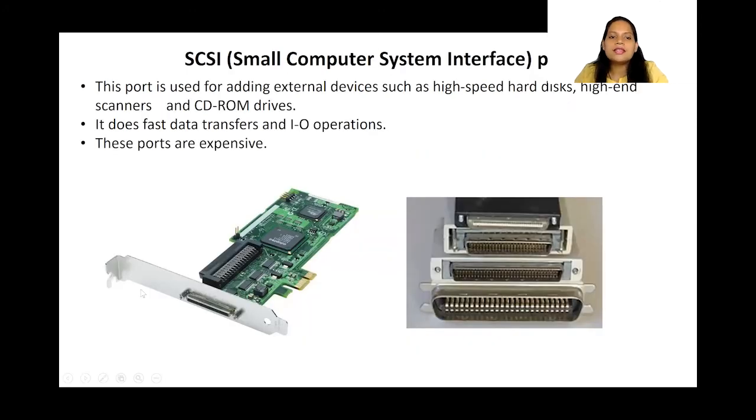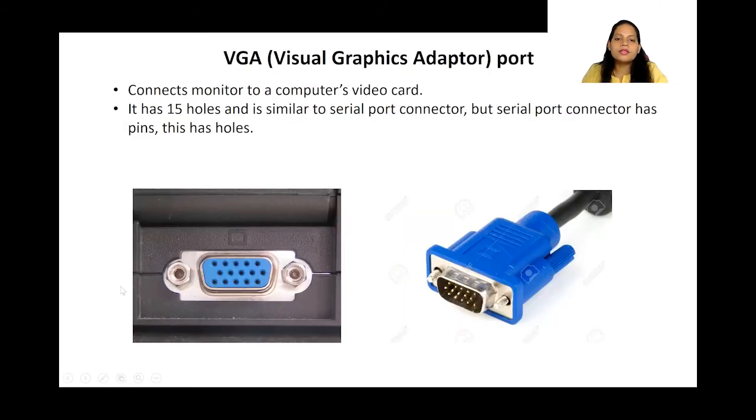So the next port is SCSI, that is Small Computer System Interface. This port is used for adding external devices such as high-speed hard disks, high-end scanners, and CD-ROM drives. It does fast data transfer and input-output operations, and these ports are expensive. Okay, so these ports we will use to add additional scanners or CD-ROMs whenever we want the data to be transferred in a faster way. That is when we will use this type of port. These are expensive, but they can be used for both input and output operations. The next port is VGA, that is Visual Graphics Adapter.